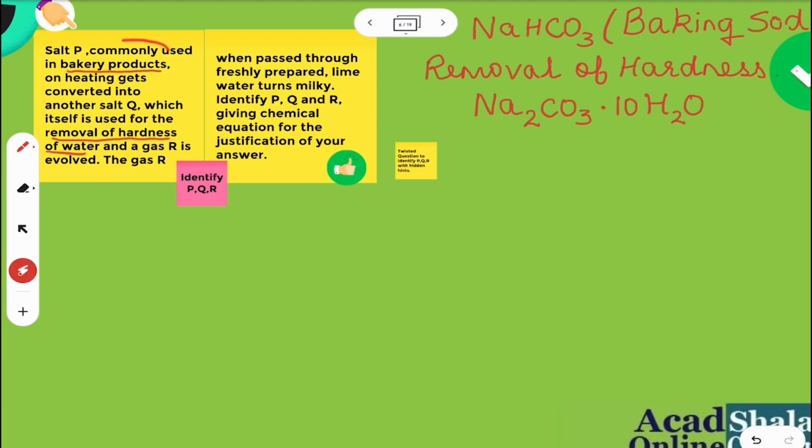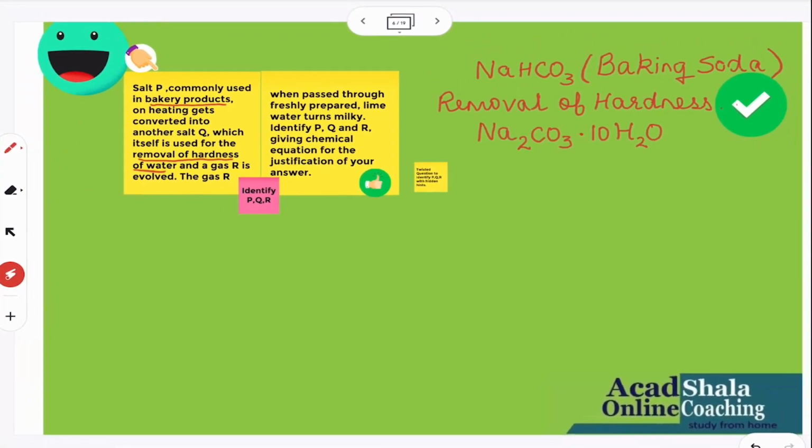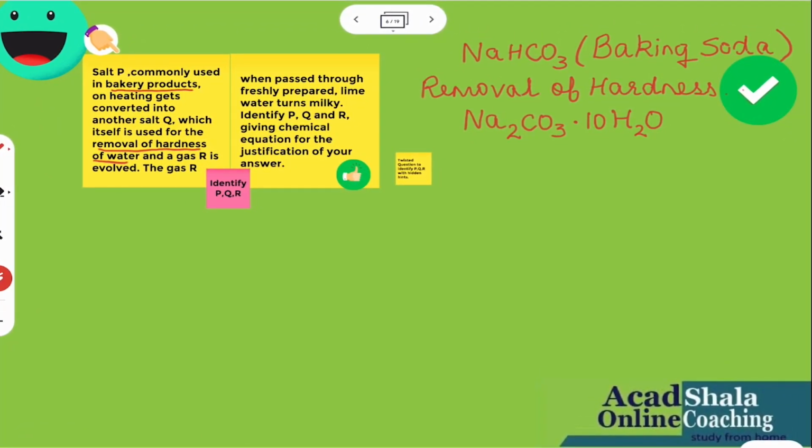Now, in the beginning, we have identified two hidden hints. Bakery product, immediately it strikes in our mind. What is it? That is baking soda. Yes, children? Baking soda. Now, baking soda is also known as what? NaHCO3, that is sodium hydrogen carbonate. This we have understood, because the hidden hint is given over here through which we have identified it.